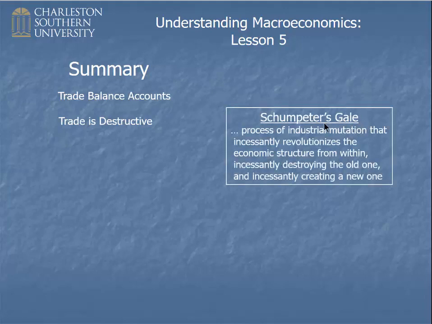Schumpeter, a famous economist that studied these kind of dynamic movements in the economy, is quoted as saying, "The process of industrial mutation that incessantly revolutionizes the economic structure from within, incessantly destroying the old one and incessantly creating a new one." In the old days they called it Schumpeter's Gale. Since I've been a student, which was actually quite a few years ago, we called it Schumpeter's creative destruction. But it's this idea that entrepreneurs are constantly looking for new and better ways to do things, and when they are successful, the old ways fall away, or to put it more dramatically, the old ways are destroyed.